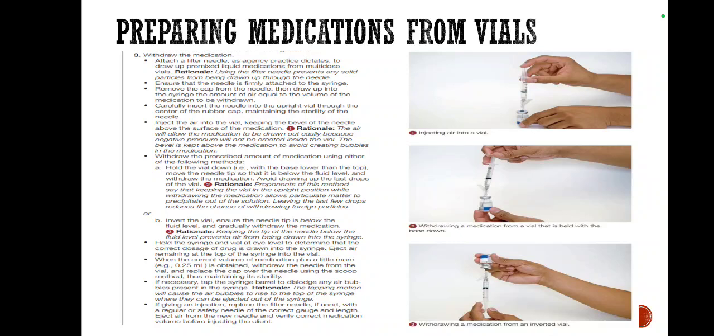Again, it's very important to inject air. So how many ml of air do we inject? It depends on the dosage, or the ml that you need to withdraw from the vial. For example, if you need to withdraw only 1 ml of medication, then you can inject 1 ml of air. And then after injecting, withdraw the medication from a vial that is held with the base down, just like this one.